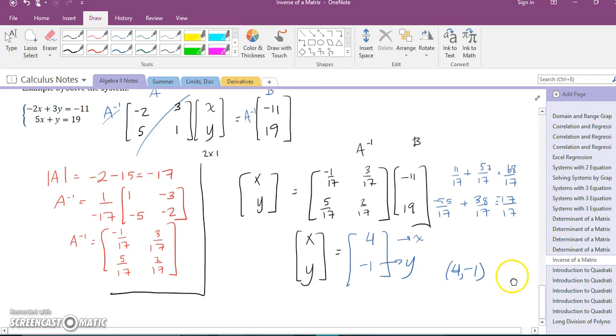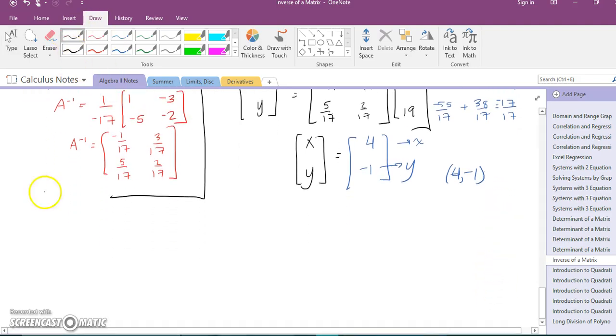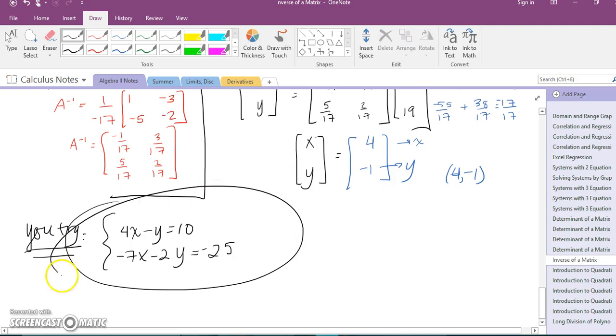So the size of fractions is not too bad as long as you remember which elements to switch and which to change the signs for. So I'm going to give you one to try to do, and we'll check in class. Follow the exact same process. You're going to do A inverse times B. So start by finding the determinant, then the inverse of A, multiply it by B, do the fraction work by hand. It's good practice. So do that one, and we will compare in class.